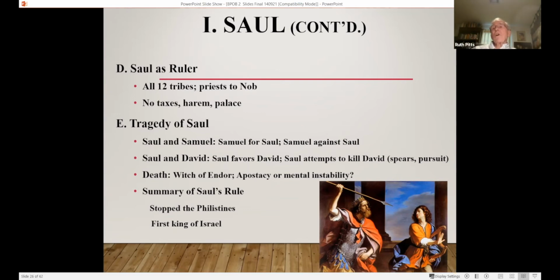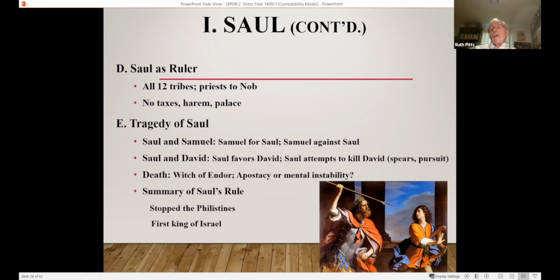So the tragedy of Saul is that Samuel at first was for Saul, and he anointed him. But then Samuel turned against Saul because Saul took on religious responsibilities, making sacrifices and so forth, which Samuel said he should not have done. Then with Saul and David, at first Saul favored David, but thereafter Saul attempted to kill David. He became jealous of him. You know, "Saul has killed his thousands, David his tens of thousands," the women sang, and that was very upsetting to him.